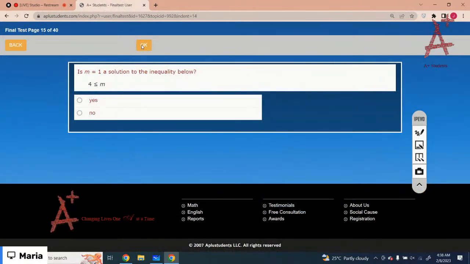Okay, is m equals 1 a solution of the inequality below? 4 is less than or equal to 1. The correct option is the first one. Yes, 1 is less than 4.